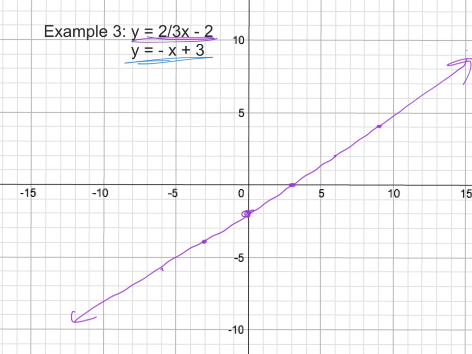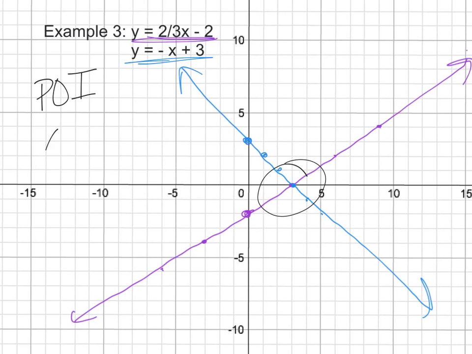With my blue, I'm going to graph the other equation, which has a y-intercept of +3 and a slope of -1. So I'm going to go down 1 over 1. And I can find my point of intersection. I found it at 3, 0. So I'm just going to add a couple more points, and then I'm going to draw my line. So looking at the graphs, when they intersect, we'll have a point of intersection at 3, 0. So our POI in parentheses is 3, 0. And again, it's always a good idea to check to plug those x and y values back in.